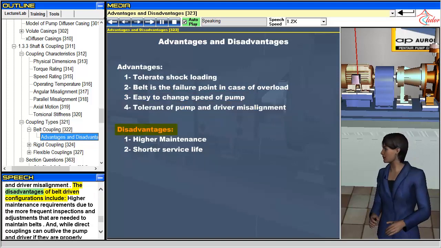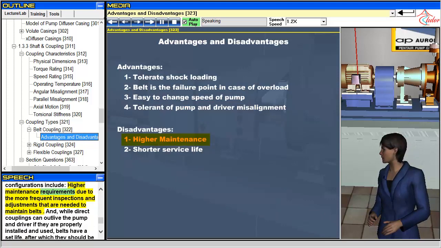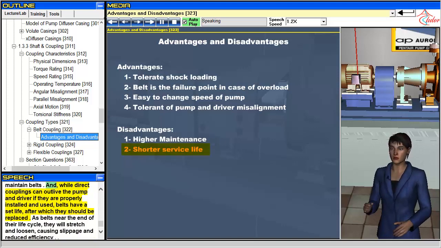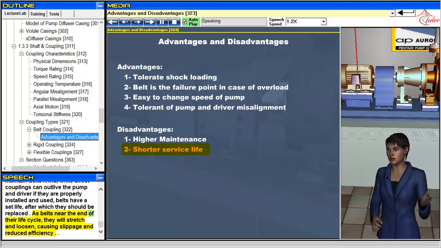The disadvantages of belt-driven configurations include higher maintenance requirements due to the more frequent inspections and adjustments that are needed to maintain belts. And, while direct couplings can outlive the pump and driver if they are properly installed and used, belts have a set life, after which they should be replaced. As belts near the end of their life cycle, they will stretch and loosen, causing slippage and reduced efficiency.